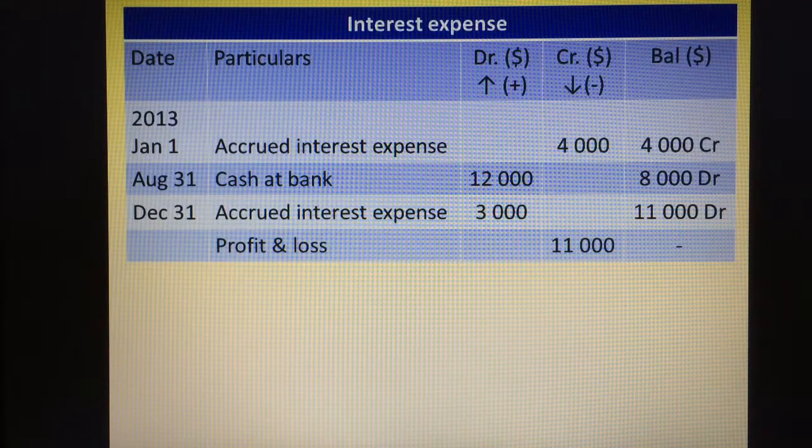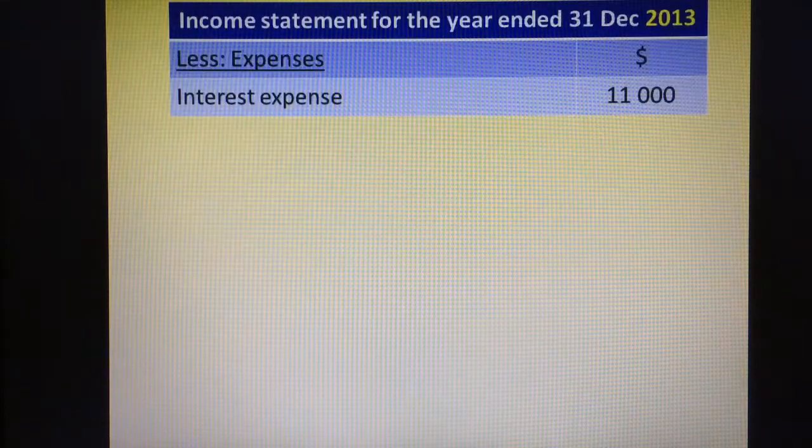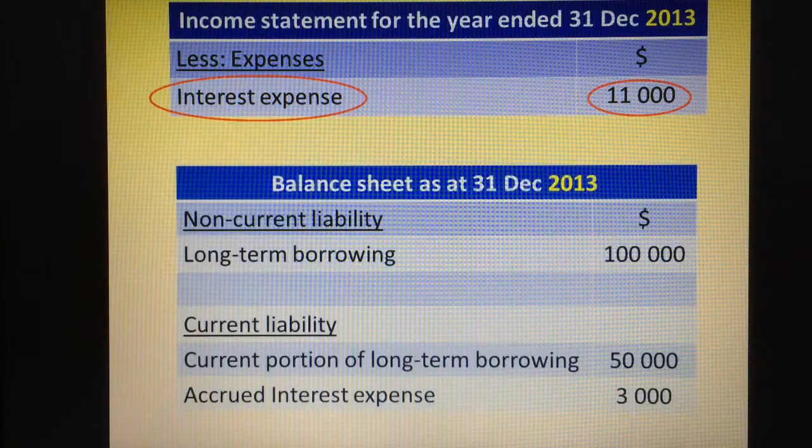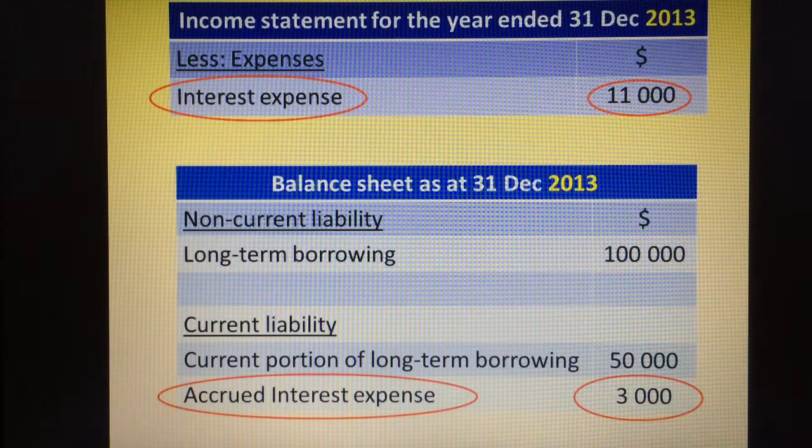To determine the amount of interest expense transferred to profit and loss of the income statement, the account has to have a zero balance. The income statement for the year ended 31st December 2013 will look like this, with interest expense of $11,000. The balance sheet extract as at 31st December 2013 will look like this, with accrued interest expense of $3,000.